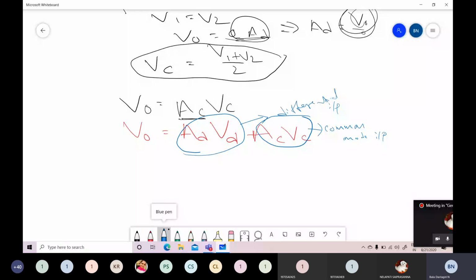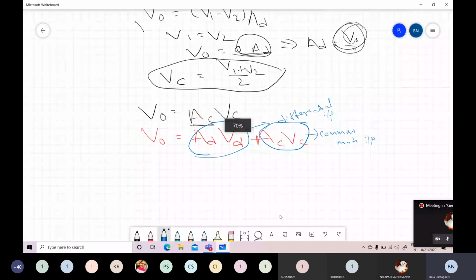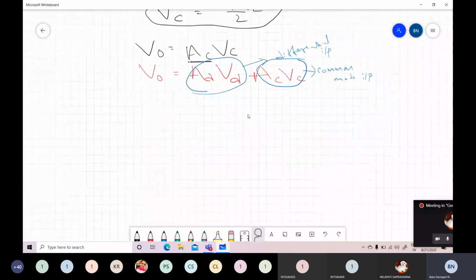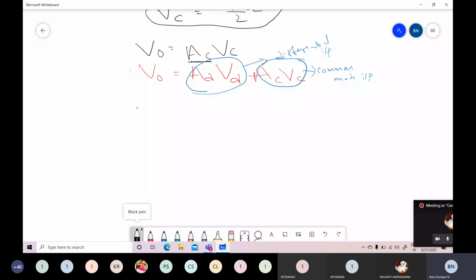Now let us look at the common mode rejection ratio. We have said that for an op amp, the common mode rejection ratio is infinite. So the next topic is CMRR, nothing but the common mode rejection ratio.